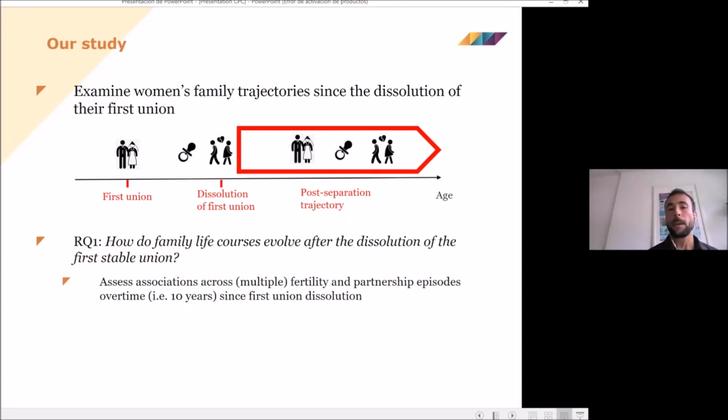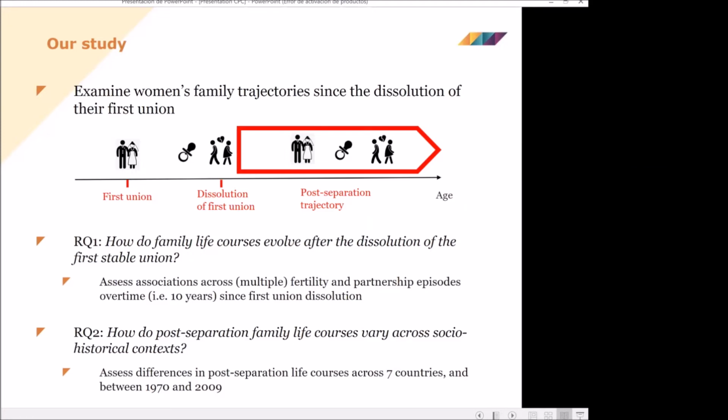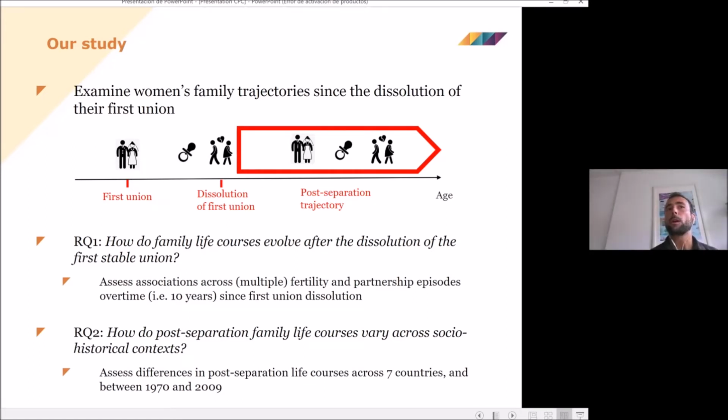of the first union. And as a second objective, we want to address how family life courses vary across socio-historical contexts. And for that, we use a double comparative approach where we compare family trajectories across 7 countries and for a range of decades. So one thing to note here is that we focus on women, and the reason is in part practical, because we will not have data for men in all the contexts we address. And possibly the results that we're going to get here might not necessarily extend to men, because we know that post-separation outcomes have traditionally been different for men and women, though possibly it's much less nowadays.